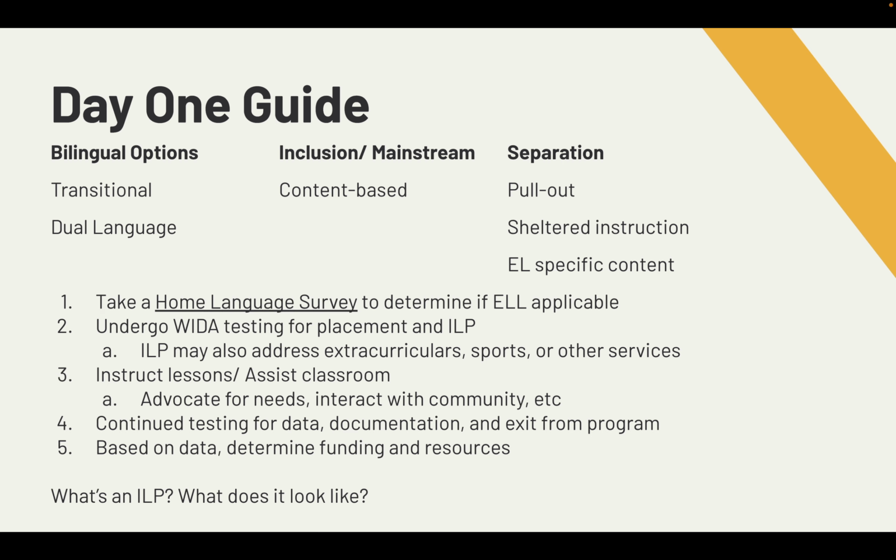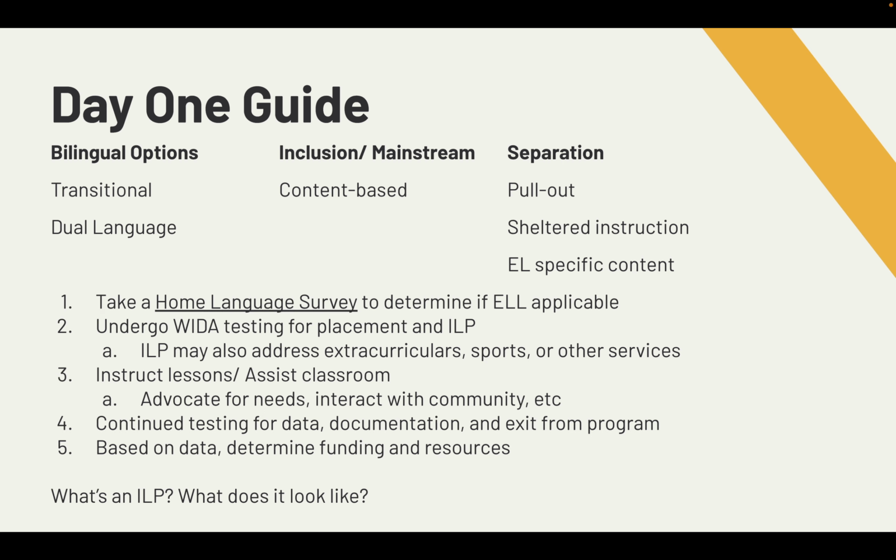Whichever scenario you have, it would likely follow similar steps. The first being a home language survey. So before the school year starts, the student would likely take a survey to determine if they are EL applicable or have language needs. Once those students have been identified, they would likely undergo WIDA testing or some sort of placement testing to determine their proficiency in language needs. Based on those needs, the TESOL teacher can create an ILP, or individualized language plan. Much like an IEP, the ILP specifies accommodations that the student can have in the classroom, as well as extracurriculars such as sports, and other services they might be entitled to, like a translator or dictionary.